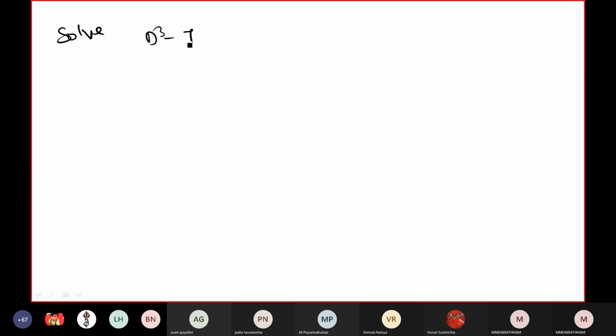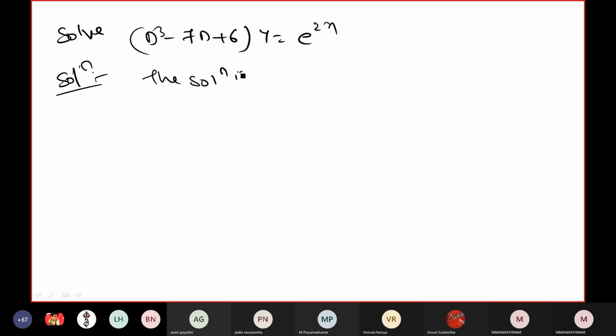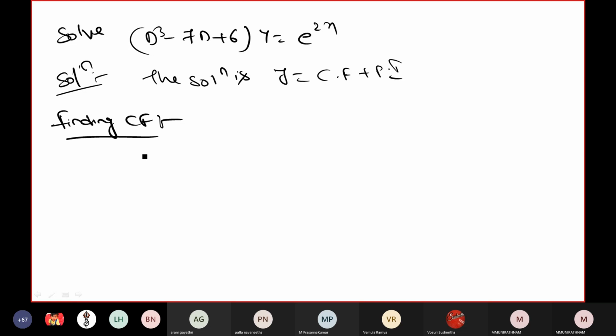Solve D cube minus 7D plus 6 into y equal to e power 2x. The solution is y equal to CF plus PI, right? So finding CF. For CF, we need to consider homogeneous part, that is nothing but D cube minus 7D plus 6.